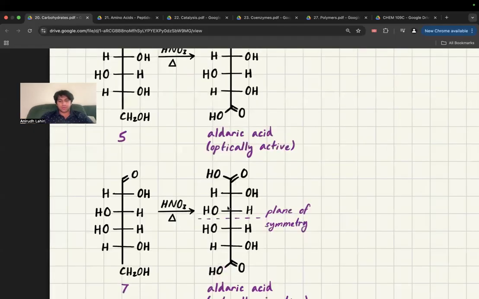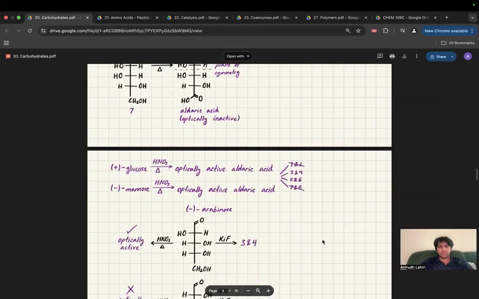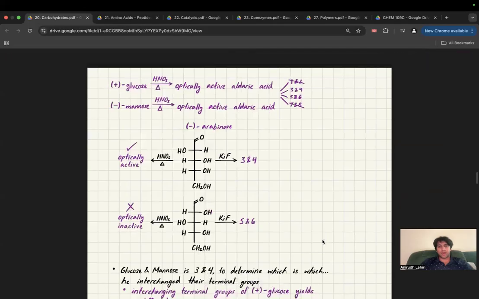Let's say we were trying to determine whether it was all OHs here. We could do a Wohl degradation. We could remove this and see if there's still a plane of symmetry. If there is, then we know all the OHs were here. If there wasn't, which there won't be in this case, because if we move this here, there's no longer going to be a plane of symmetry. Those are just small samplings of what we can use to figure out the difference between different sugars. This is called the Kiliani proof or the Kiliani-Fischer proof.